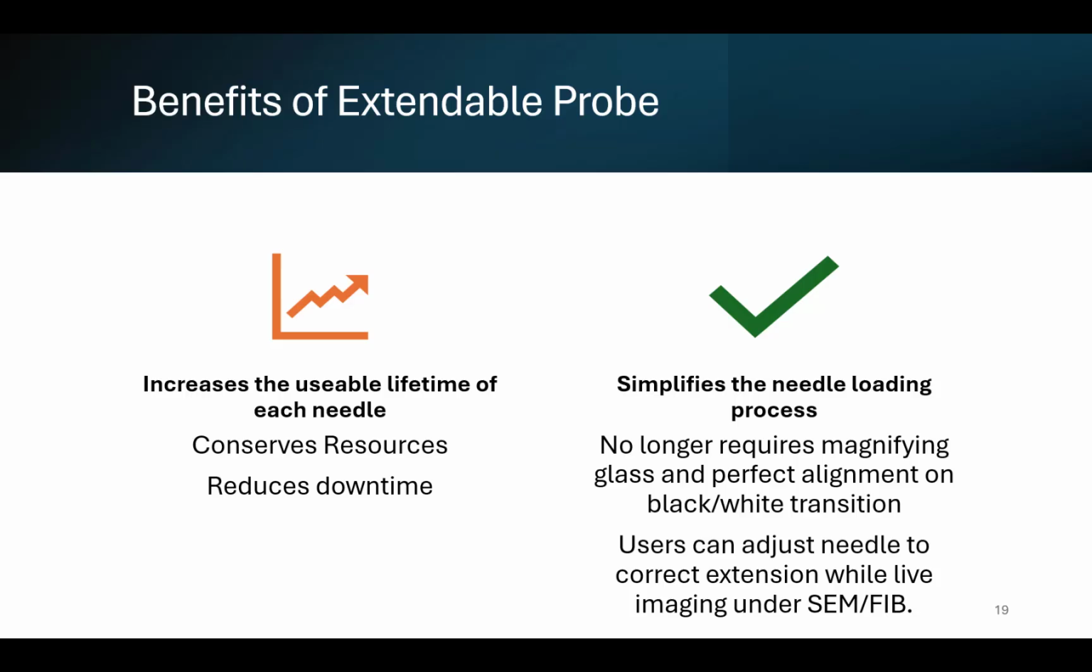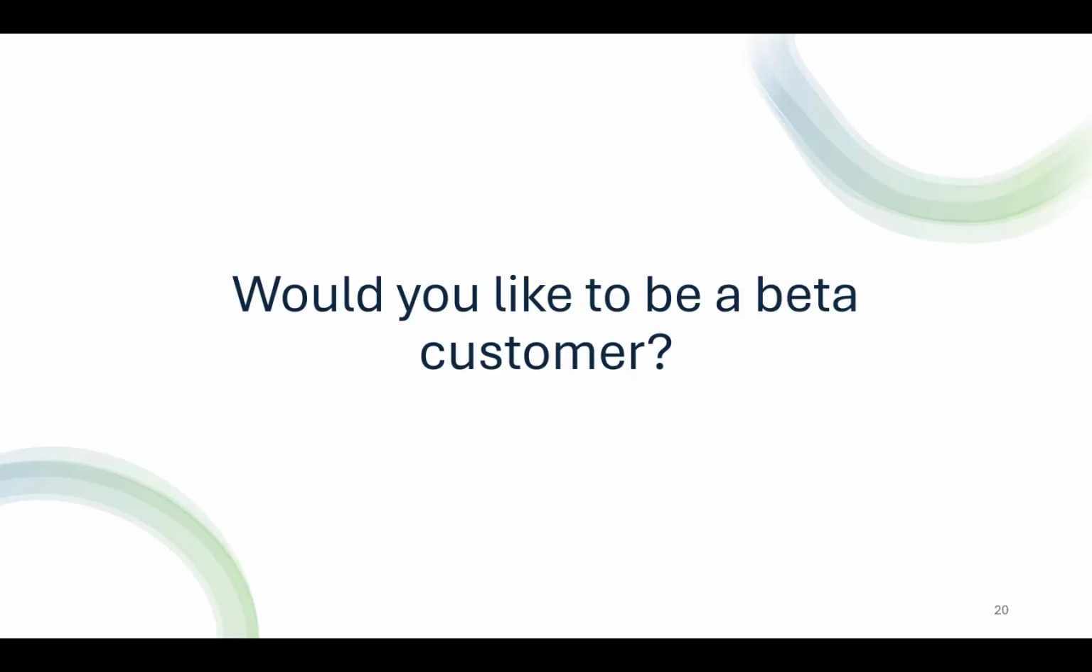And if for some reason we do need to change the needle, this invention majorly simplifies the needle loading process because now you don't have to worry about using the magnifying glass to get the needle right at the black-white transition. It doesn't matter if the needle is too far out or too far in because you can just twist the knob and adjust the needle position while live imaging with the SEM and FIB.